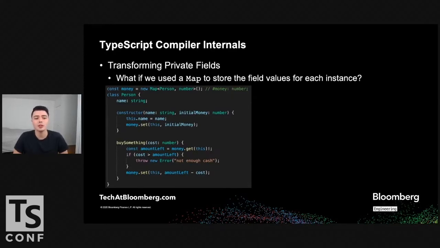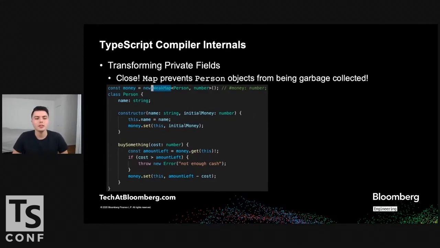So transforming a private field into code like this would leak memory everywhere. For every single person that's ever created, it could never be garbage collected. So how do we get around that? Instead, we use something called a weak map. A weak map functions much like a map, but it doesn't store references to the objects that are keys. Instead, it gives us the ability to associate data with an object without keeping it alive. This allows the person objects to be garbage collected and allows us to keep track of the amount of money that they have while they're still alive.